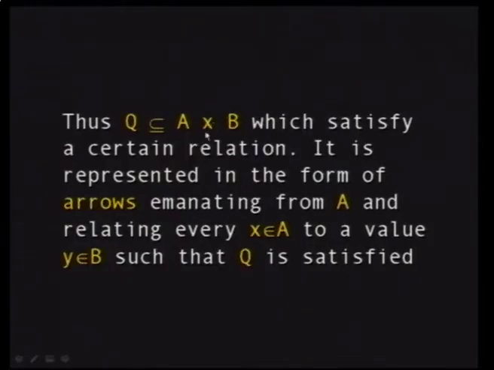So the set Q now is a subset of the Cartesian product. It satisfies a certain relation. It's represented, again, in the same form of arrows, emanating from the elements of A to the elements of B, such that X is an element in A and Y is an element of B, but not all the Cartesian products from A and B are chosen, you only choose those that satisfy a certain relation, which you call Q.